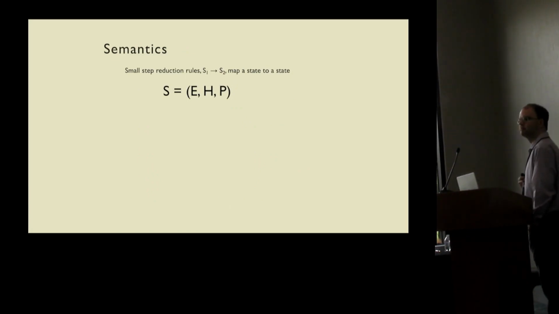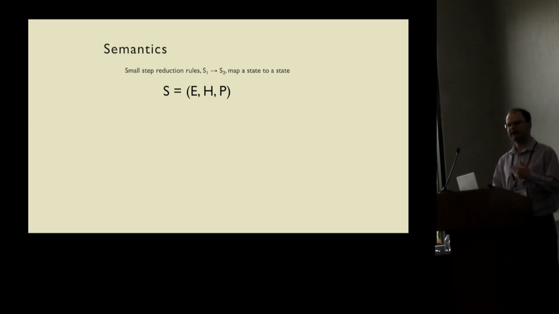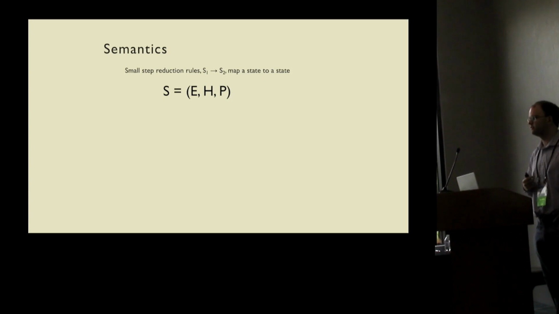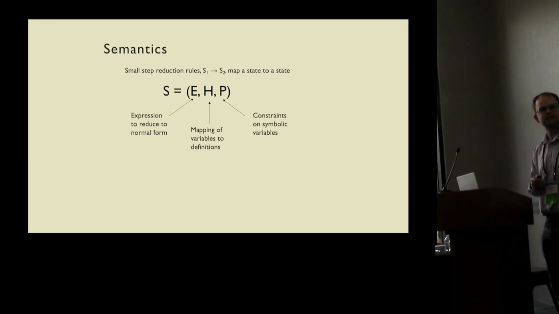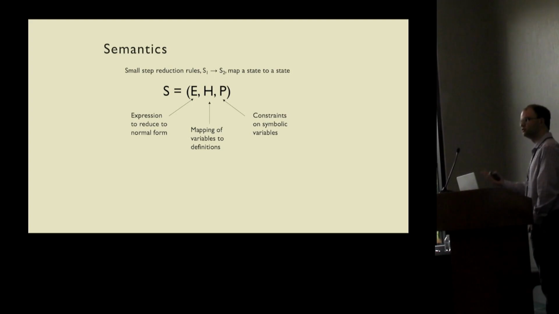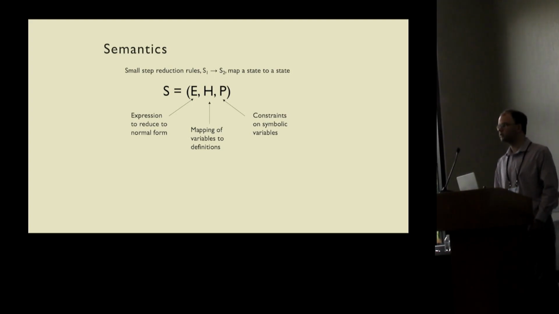States in the symbolic execution are what execution is actually done on. A state has 3 pieces in it. It's a functional program, so we have some expression that we're trying to reduce to a normal form. We have a heap, which is just a mapping of variables to bindings for those variables to expressions. And we have a set of path constraints. So these constraints are requirements on the symbolic variables to get to a particular point in the program.